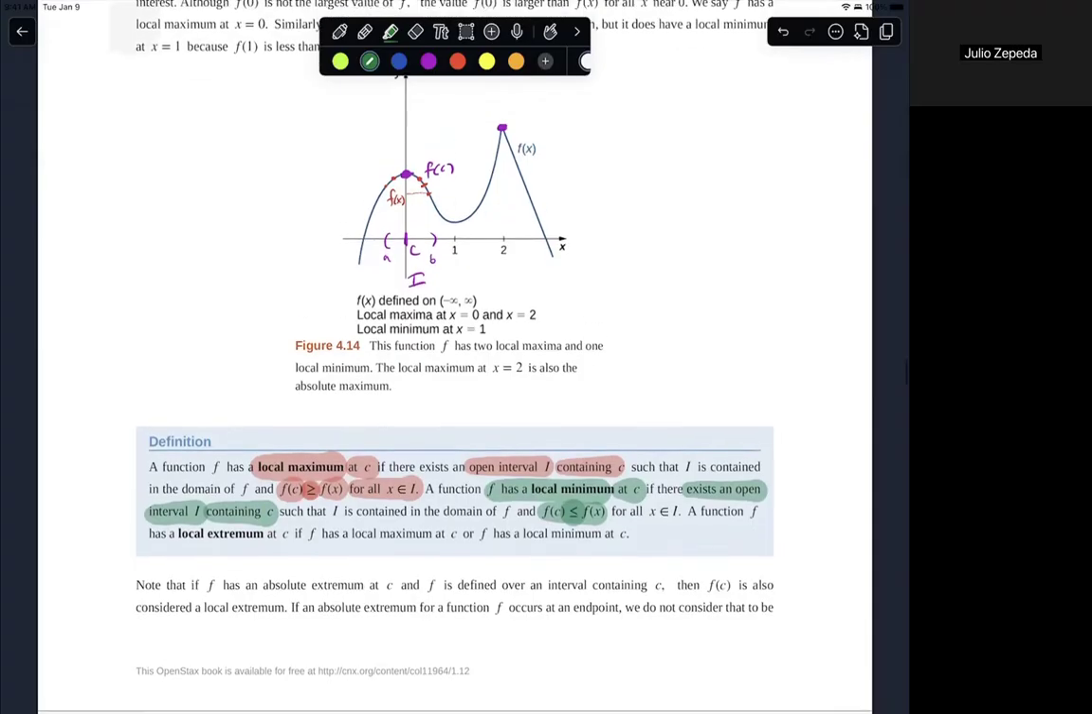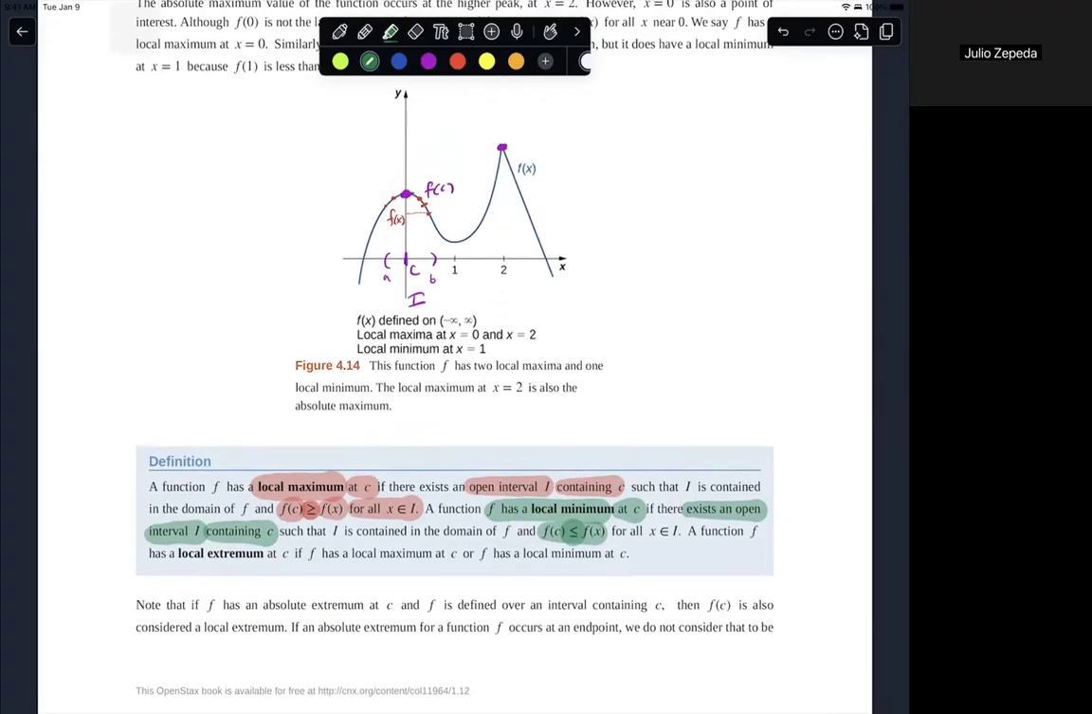All right, nice. So in this case, here, f of 2, this point, f of 2, would also be a local maximum.